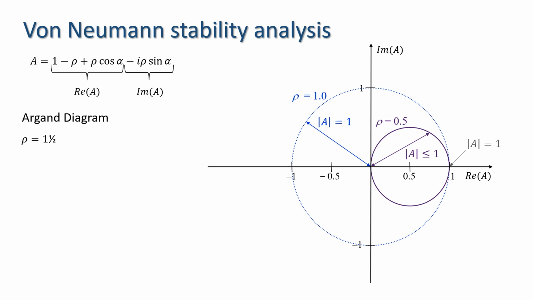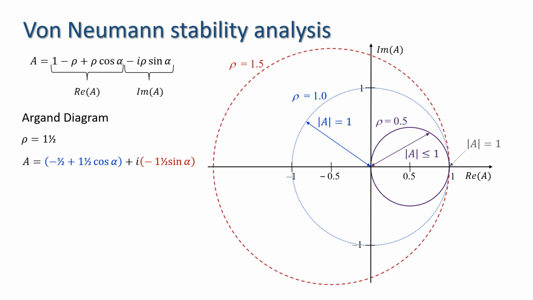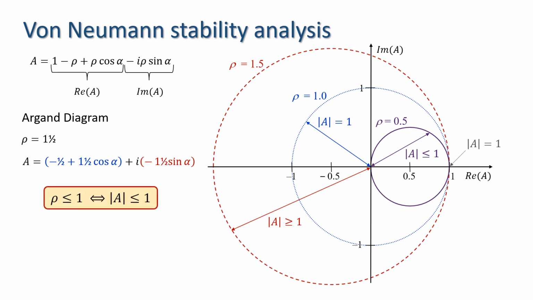Finally, for a current number greater than 1, taking rho equals 1½ as an example, A is given by minus a half plus 1½ cos alpha plus i times minus 1½ sine alpha, which gives us a circle centred on the real axis at minus a half with a radius of 1½. In this case, the minimum magnitude of A occurs on the real axis at A equals 1, and the magnitude of A is greater than or equal to 1 for all alpha. We can see from the Argand diagram that the magnitude of A is less than or equal to 1 when rho is less than or equal to 1, which proves that the scheme is stable if and only if rho is less than or equal to 1.